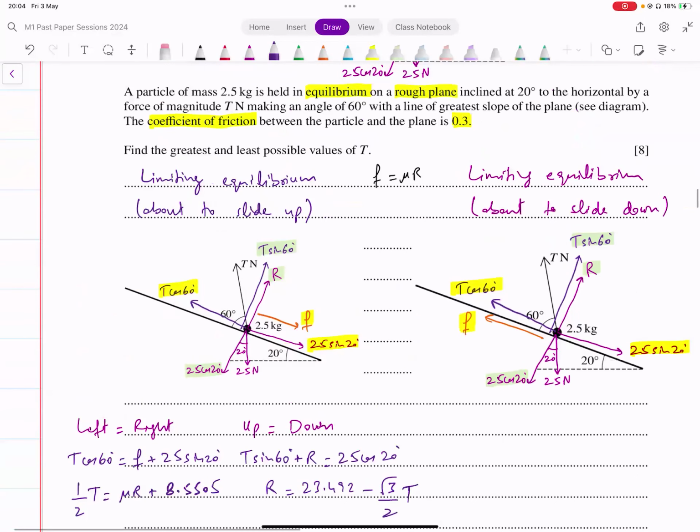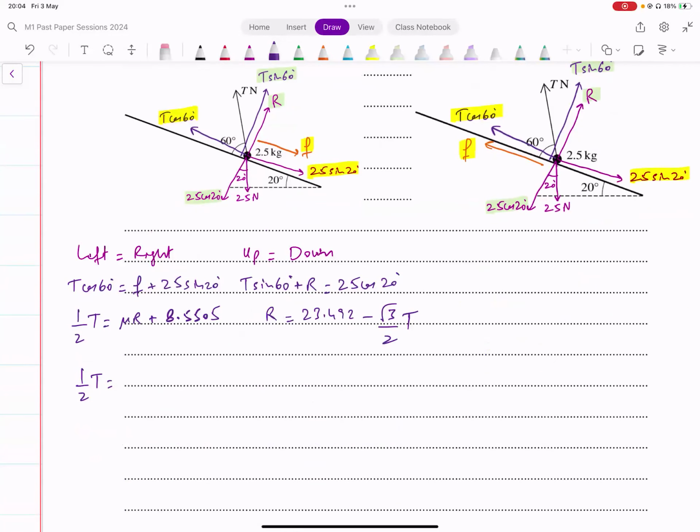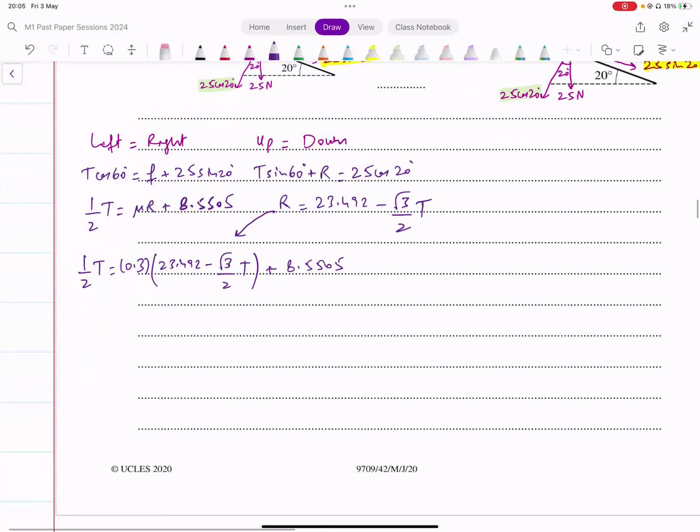We have the value of mu. Mu is given to be 0.3 into r. What's r? R is this whole thing, that's 23.492 minus root 3 over 2 times t plus 8.5505. What I've done is I've input this thing in place of r here. And now we can solve this and see what this gives us. We'll get a value of t from this.